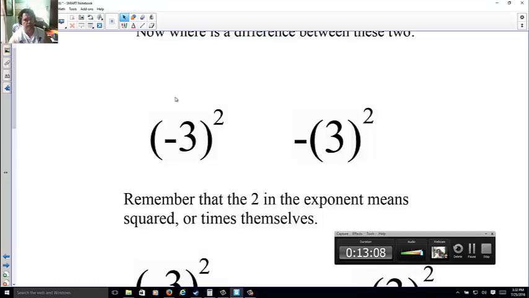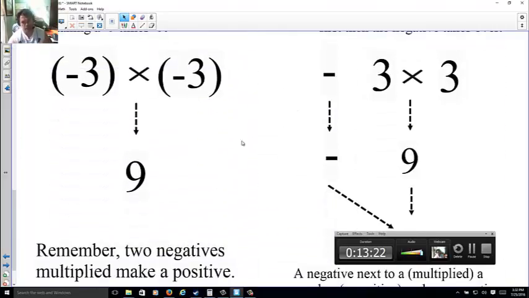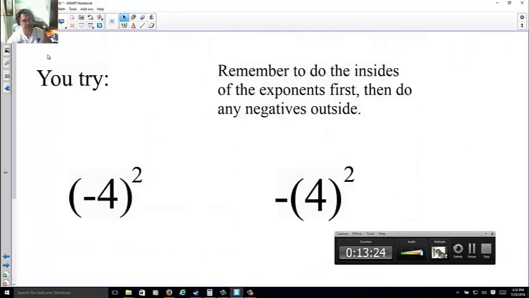Again, for the first one here, 2 -3s make a +9. 2 negatives multiplied make a positive. But over here, you take 3 times 3 and make 9, and the negative waits its turn, and then it makes it -9 after the fact. That's the short version. I'll save you all this reading for later.